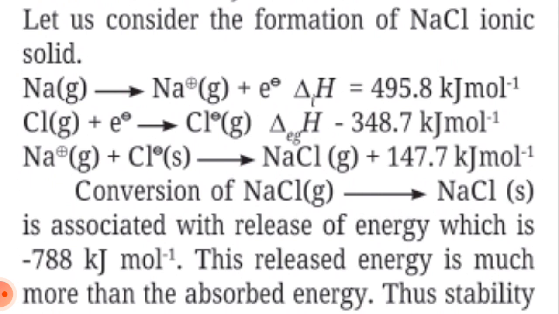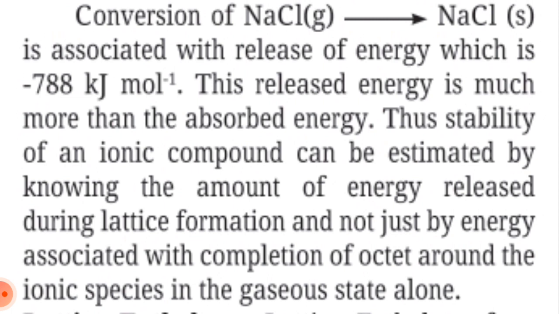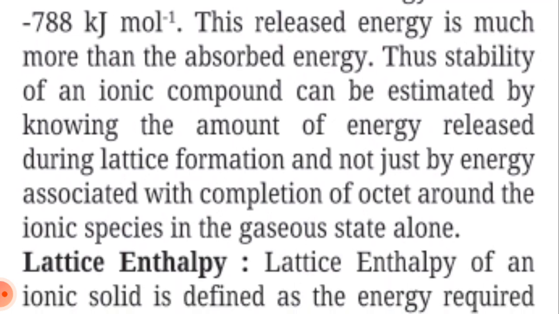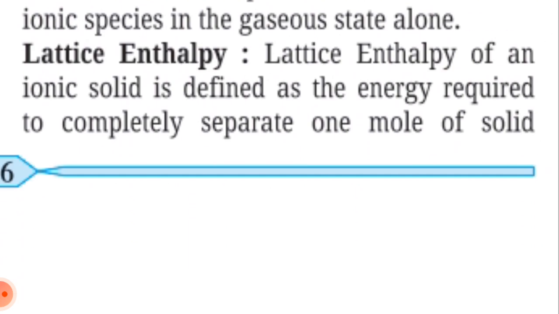Na plus gas and Cl minus gas form into sodium chloride gas and release 147.7 kJ per mole. Conversion of sodium chloride gas into sodium chloride solid is associated with the release of energy, which is minus 788 kJ per mole. This released energy is much more than the absorbed energy. The stability of an ionic compound can be estimated by knowing the amount of energy released during lattice formation, and not just by the energy associated with completion of the octet around the ionic species in the gaseous state alone.